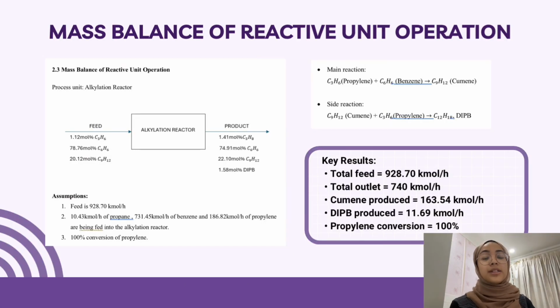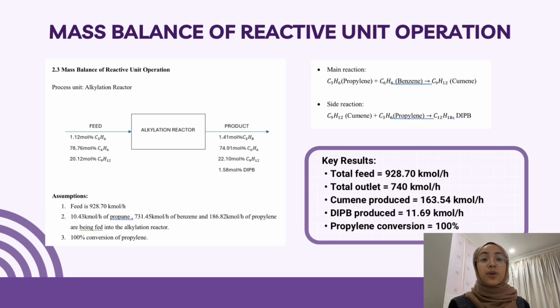So, in the alkylation reactor, we perform a mass balance analysis to determine the flow of each component during the reaction. The total feed entering the reactor is 928.7 kmol per hour, consisting of propane, benzene, and propylene. We assume 100% conversion of propylene, meaning that all propylene reacts inside the reactor.